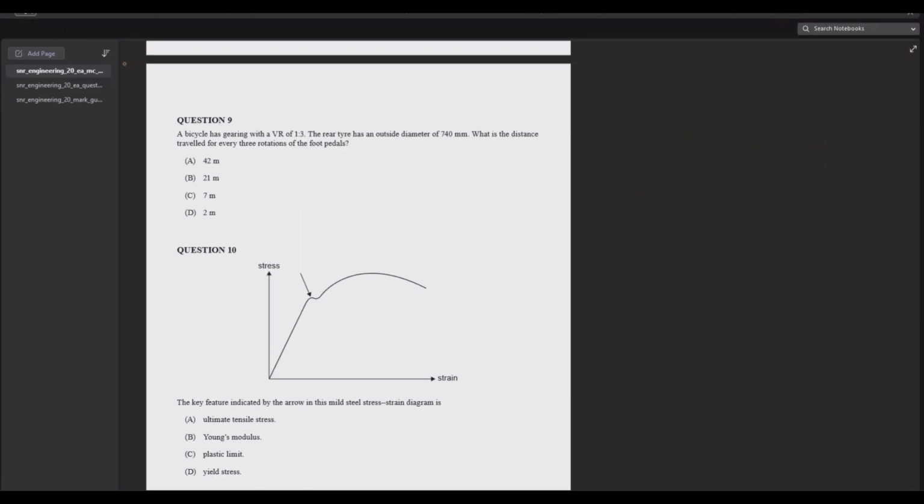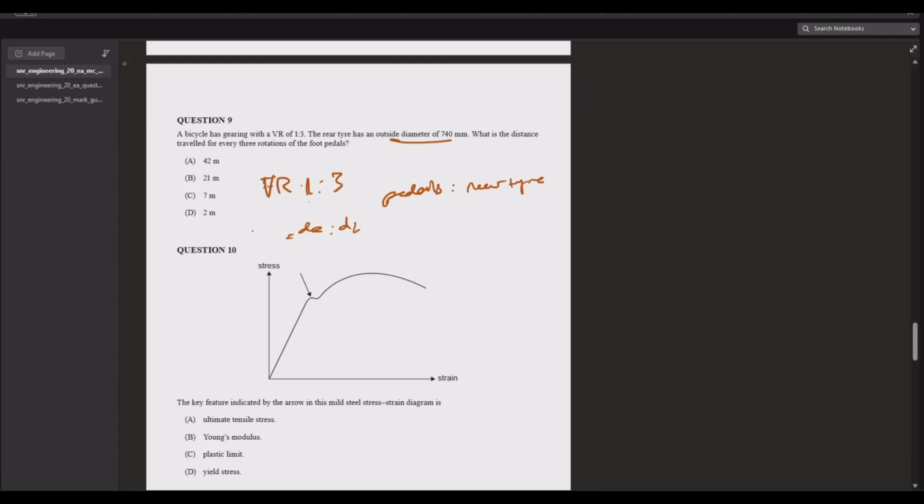Alright, so we've got a velocity ratio of 1 to 3 here, and we also know the diameter of the rear tire, and we're looking for the distance travelled. So we know our velocity ratio is going to be distance of effort to distance of load, and if we transfer that, it's going to be pedals, because that's where we're putting the effort in, to rear tire. And if we're doing 3 rotations of the pedals, that means we're going to times this 1 by 3, and therefore times the other side by 3, and we're going to get 9. So we're going to have 9 rotations of the rear tire.